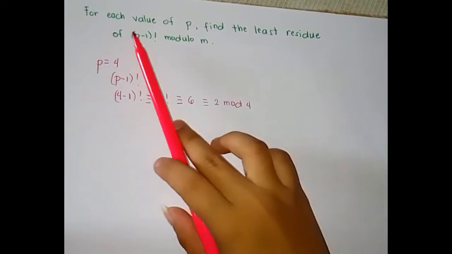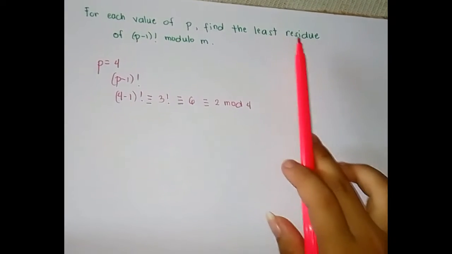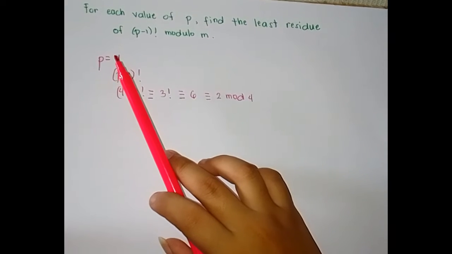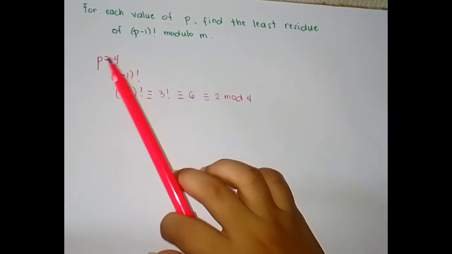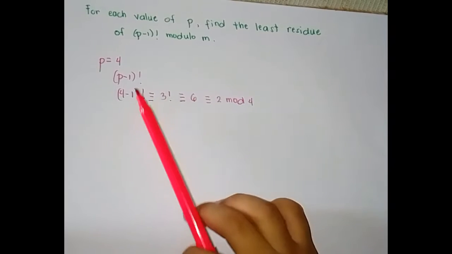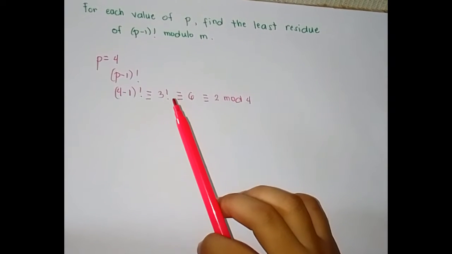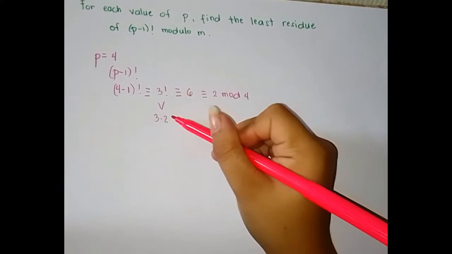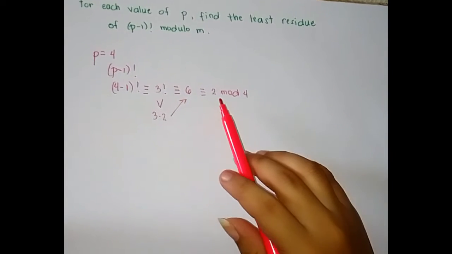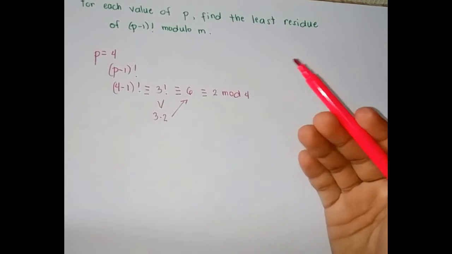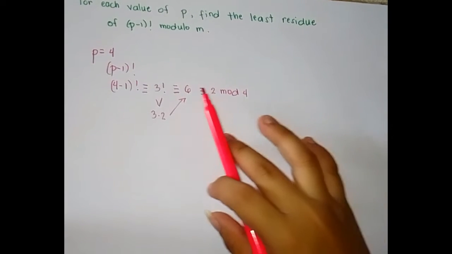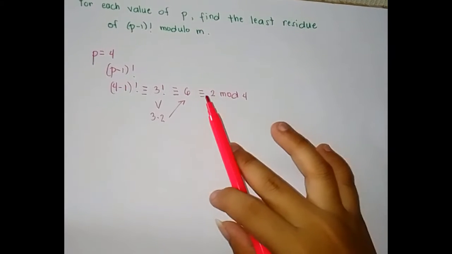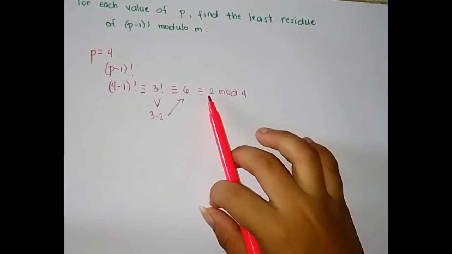And here, for each value of p, find the least residue of (p minus 1)! modulo p. For example, p is equal to 4. So we will substitute 4 into p. We have (4 minus 1)!, that is equivalent to 3 factorial. 3 factorial, or 3 times 2, is equal to 6, which is equivalent to 2 mod 4. We find the multiple of 4 nearest to 6, so we have 4 times 1, then 6 minus 4, we have the remainder 2.